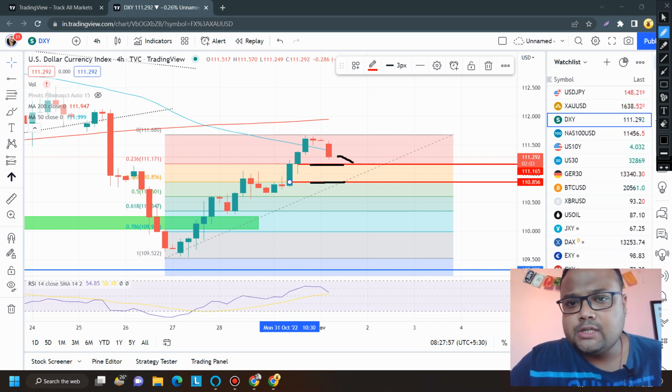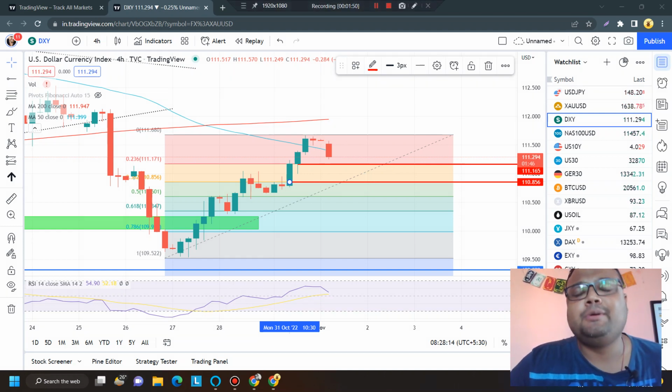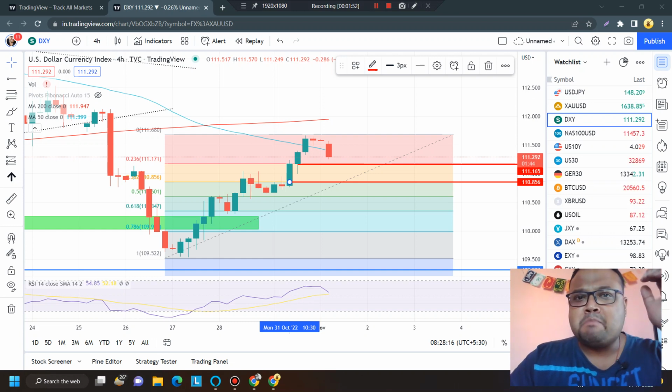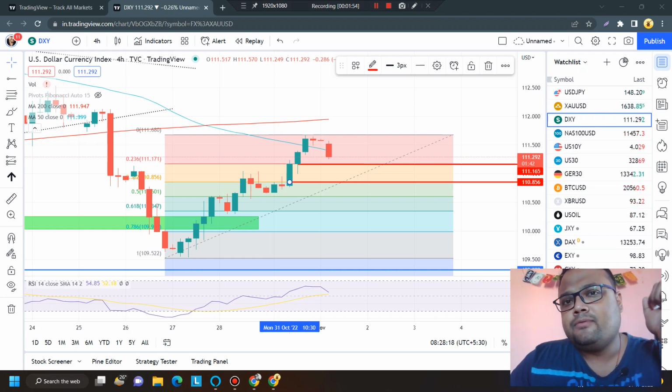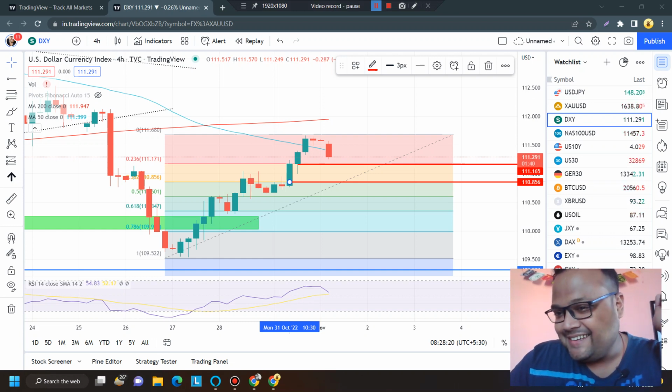So if DXY bounces from any of these supports, then we will see further reaction on the chart of gold. Right now, if you look at the chart of gold, you will see a green candle because we are seeing a red candle on the chart of DXY. So keep one eye on DXY, because the bond chart is not telling much from the last couple of days.